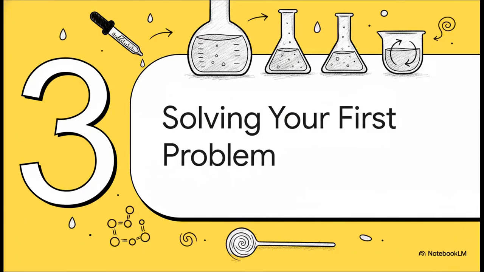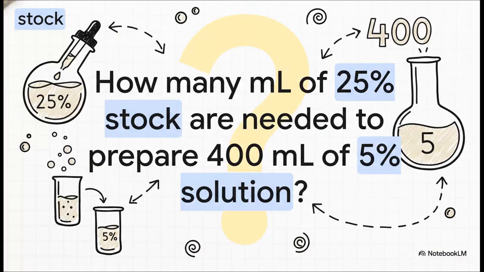Okay, enough with the theory. The best way to really get this is to see it in action. So let's walk through a totally classic dilution problem step by step. Here we go. Here's our problem. We've got a concentrated 25% stock solution. Our mission, should we choose to accept it, is to make 400 milliliters of a much weaker 5% solution. So the question is, how much of that strong starting stuff do we actually need to use?